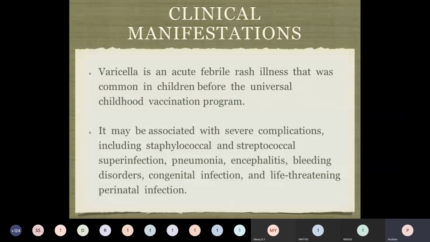The clinical manifestation, varicella, is an acute febrile rash illness that is common in children before the universal childhood vaccination program. So it is associated with several severe complications, including staphylococcal and streptococcal superinfections. It can also lead to pneumonia, encephalitis, bleeding disorders, congenital infection, and life-threatening perinatal infections. About this, we are going to see in the following slides.